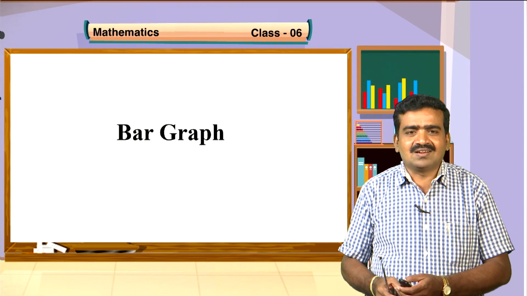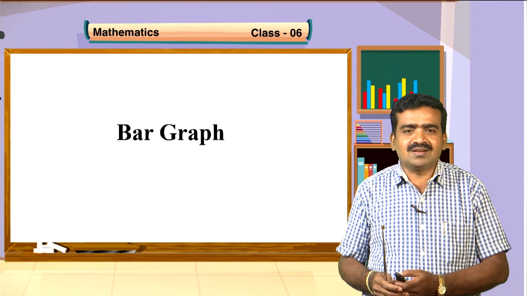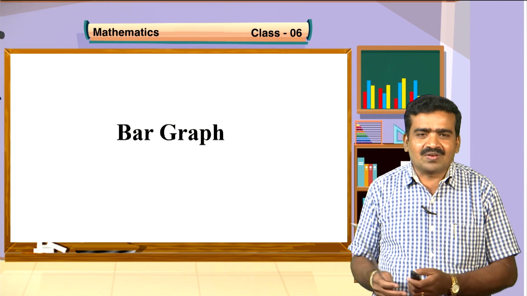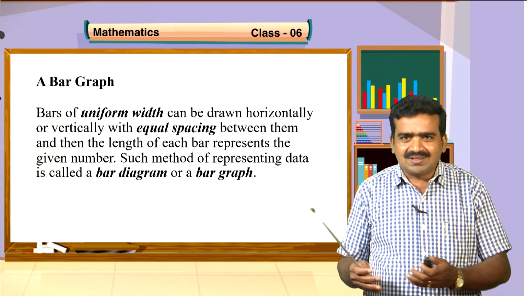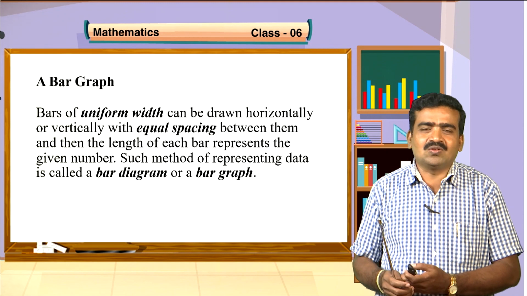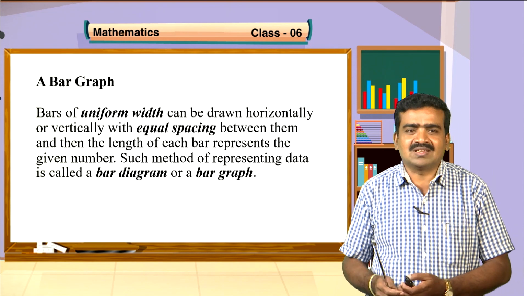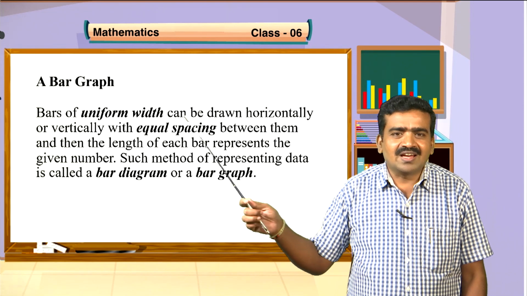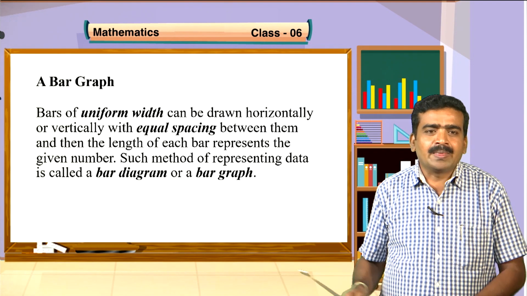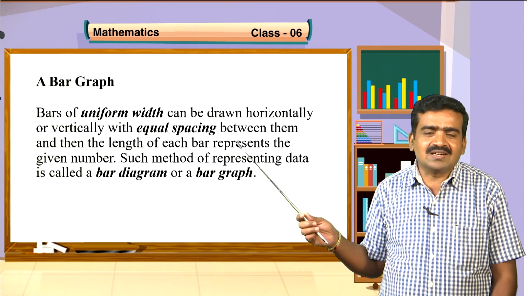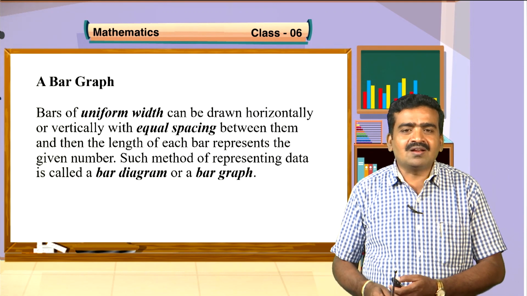Now, let us learn what we mean by a bar graph. There is another method to represent data apart from the pictograph, which is called a bar graph. In a pictograph, we use pictures of different objects to represent the data. Here we use bars, vertical or horizontal, to represent the data. Bars of uniform width can be drawn horizontally or vertically with equal spacing between them, and the length of each bar represents the given number. Such a method of representing data is called a bar diagram or bar graph.